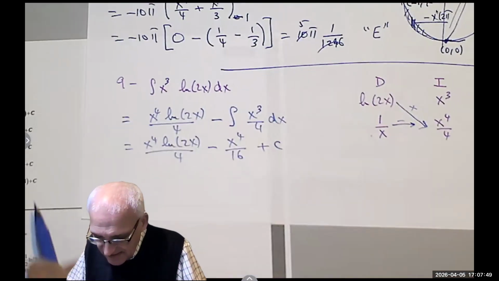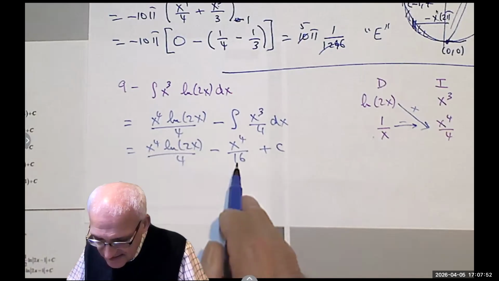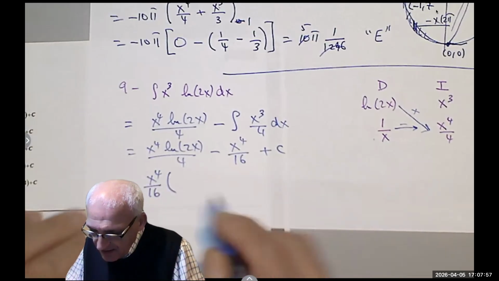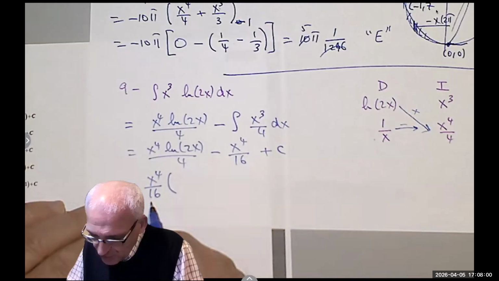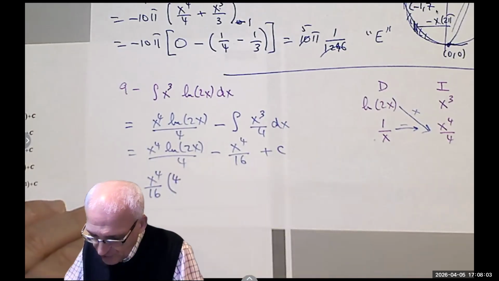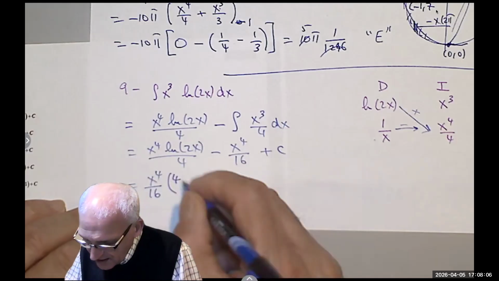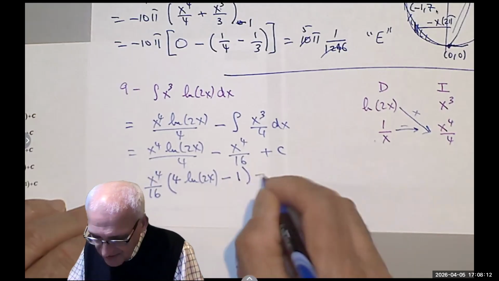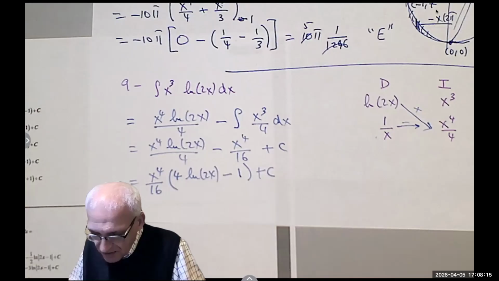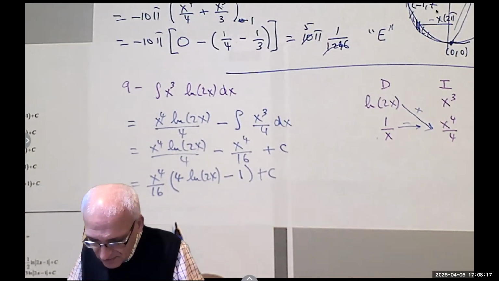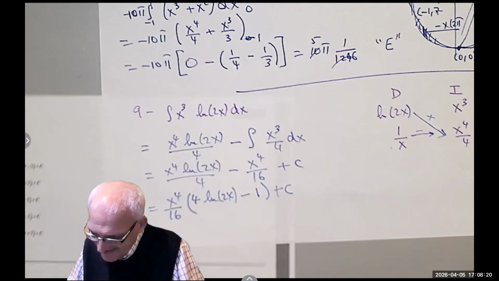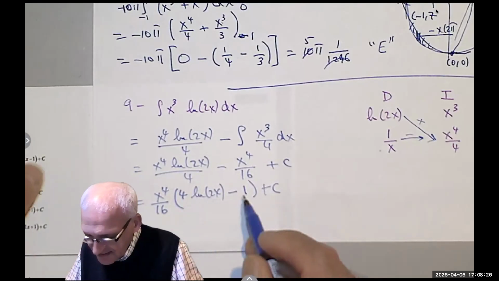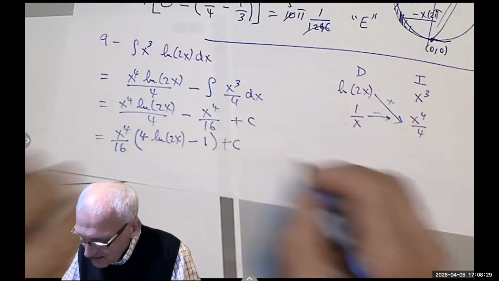Well, you can see that if you take x to the 4 over 16 as a common denominator, of course, you won't do that. That's a waste of time. X to the 4 over 4 is over 16, so you have to multiply that by 4, because 4 over 16 is 1 over 4, natural log of 2x. And when you take this whole thing, you get minus 1 plus a constant, which is also, no, it's A. X to the 4, you see they are very similar. X to the 4 over 16 times 4 natural log of 2x minus 1 plus a constant. So that's A.